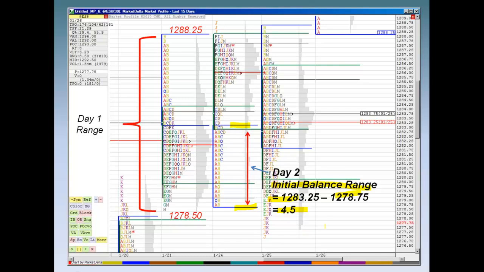This is a rather big move, because if my total range for the prior day was 9 or 9.75, 4.5 is just about half that. So I saw half of my day's move in that initial balance area. Not only that, I saw that prices were unable to break below the low of the day. This helps me dramatically in identifying the extreme for the day. So it looks like we've put in the low for the day.